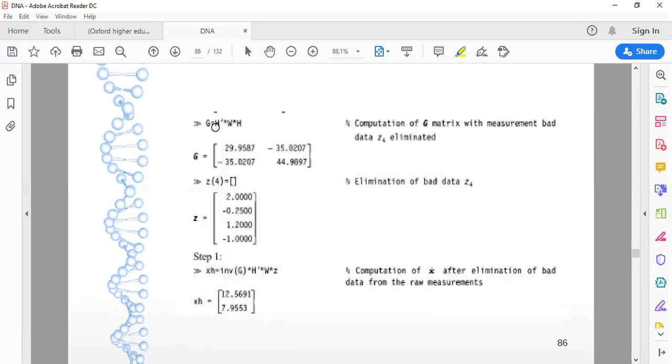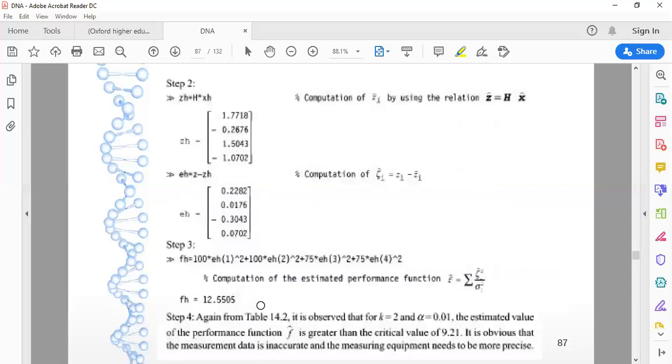Now the gain matrix can be calculated as H transpose W into H. So the gain matrix will be a 2 cross 2 after elimination of Z4. Now from that we can easily calculate the value of X by using G inverse H transpose W into Z. So this is our Z. We have already removed the fourth measurement, and now we can recalculate the value of X, and these are the two values. Now X is known to us, X into H is also known to us. So we can easily calculate the true value. This is our true value.